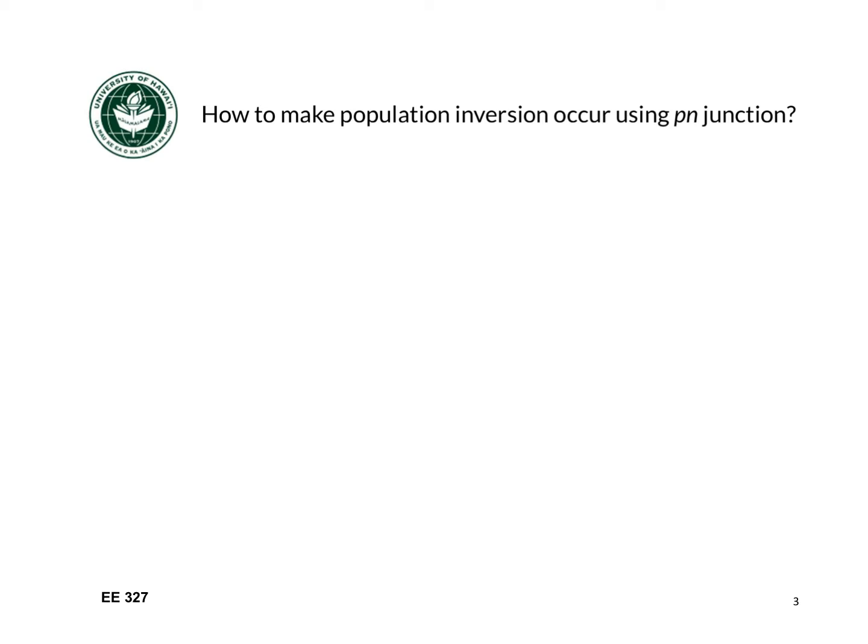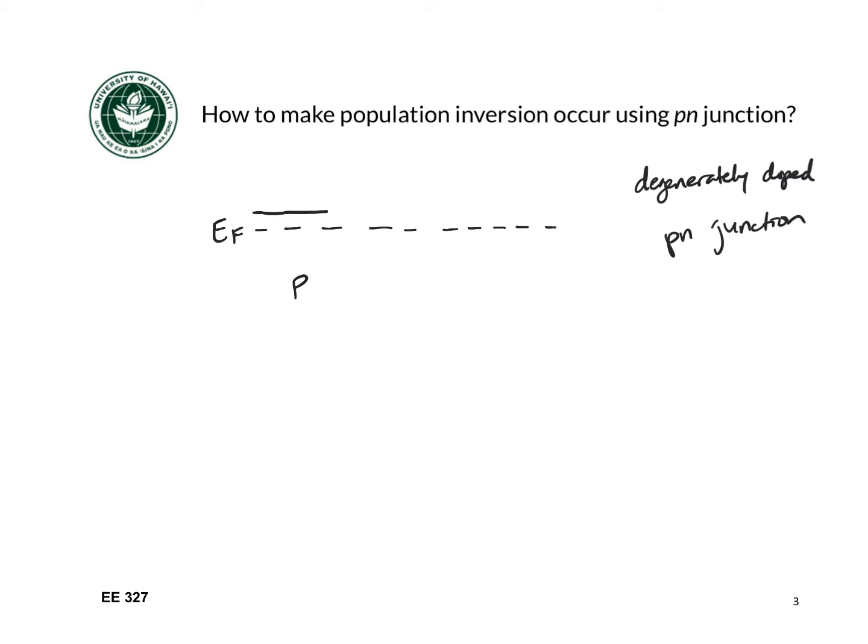Well, let's start with a degenerately doped p-n junction. Okay, so I'm going to draw the band diagram in thermal equilibrium first. So I'll draw the Fermi level as a constant because we're in thermal equilibrium. On the p side of the junction, it's degenerately doped, so the Fermi level should be in the valence band. On the n side of the junction, it's degenerately doped, so the Fermi level should be in the conduction band. And then we have the bands bending through the depletion region. Okay, so this degenerately doped p-n junction by itself does not give us population inversion.